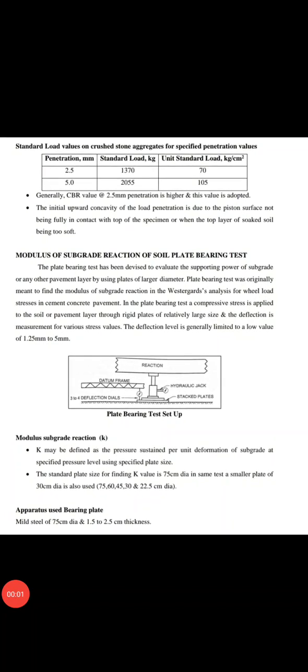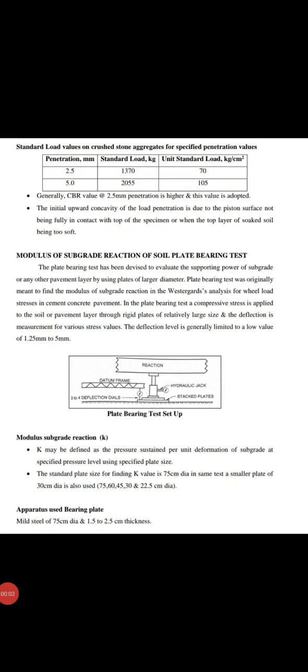So you can see here the standard load values on the crushed stone aggregates specified for penetration values. For penetration in mm of 2.5 and 5, you can see the standard load is 1370 and 2055 kg. With respect to unit standard load, it is 70 and 105 kg per centimeter square respectively. Generally, the CBR value at 2.5 mm penetration is higher, and this value is adopted.